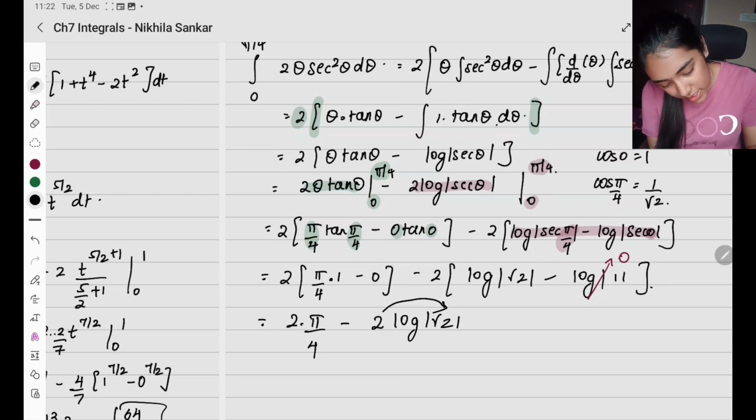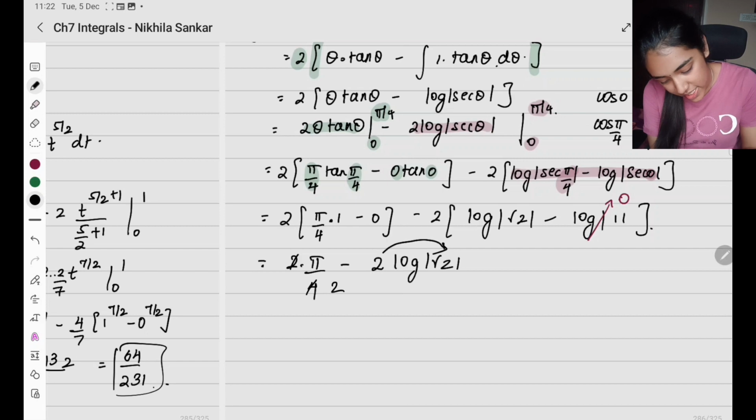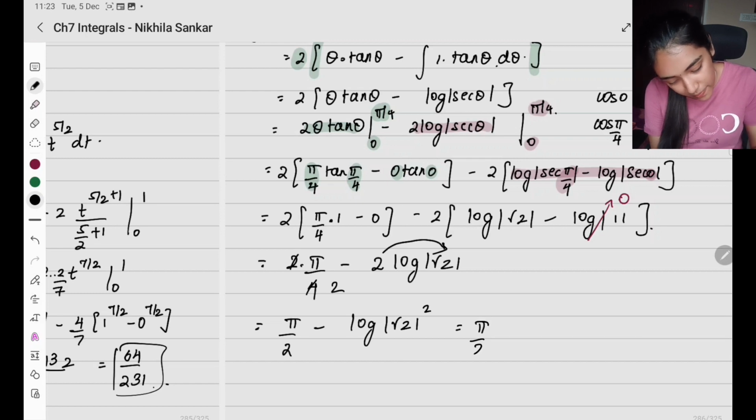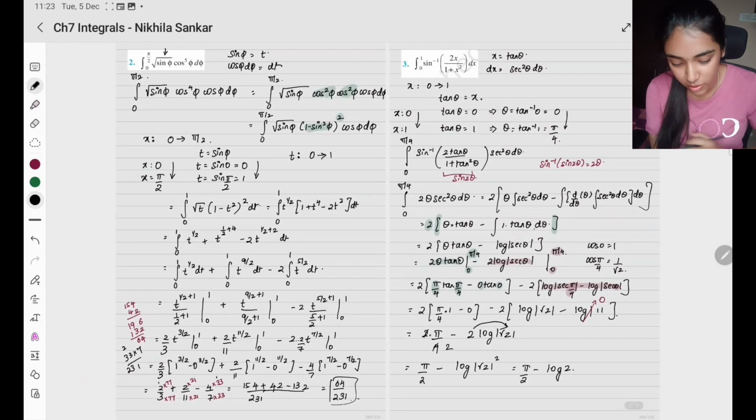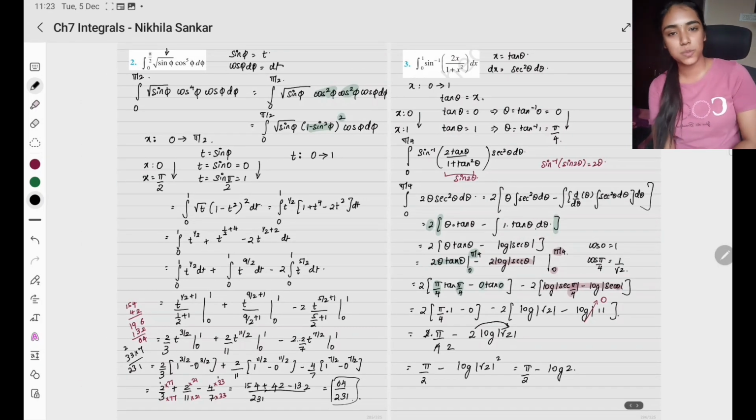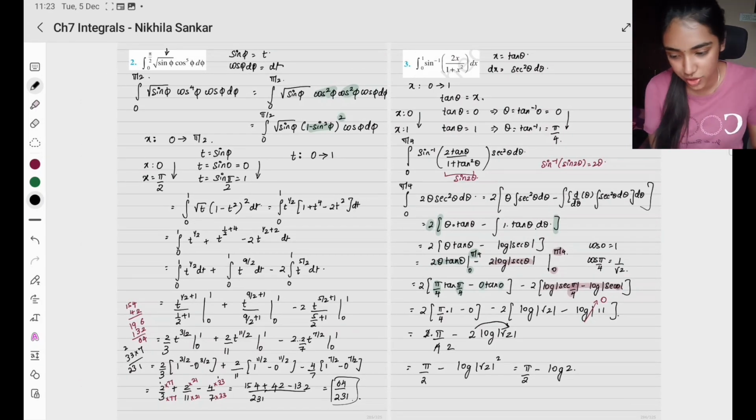So when I take this 2 to the power, this gets cancelled. So pi by 2 minus log of root 2 the whole square. So this is going to be pi by 2 minus log 2. So this is my final answer. Okay. Please copy. In the integral, changing the variable lets us make it a little easier. So this is why we change it. Okay.